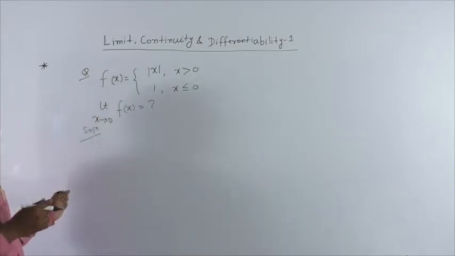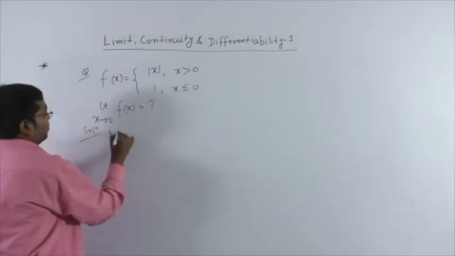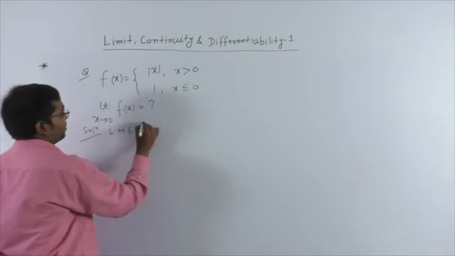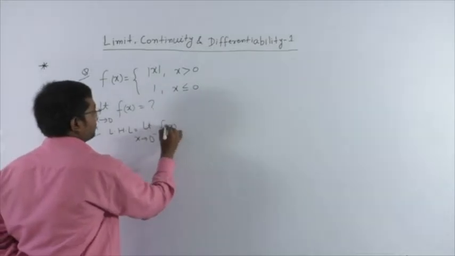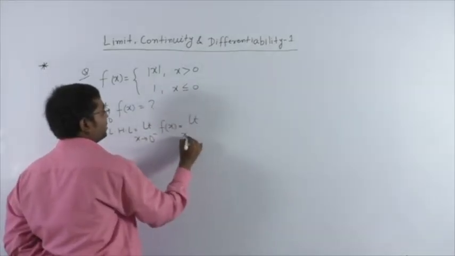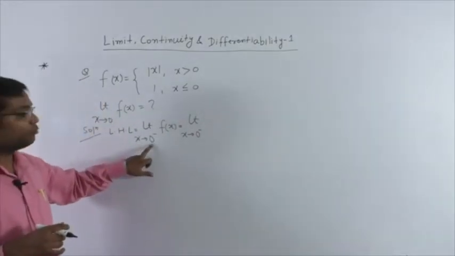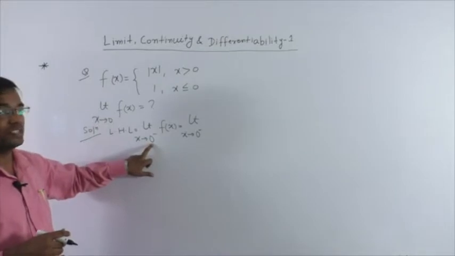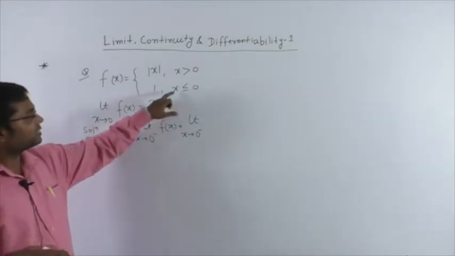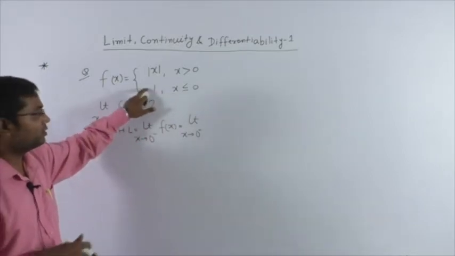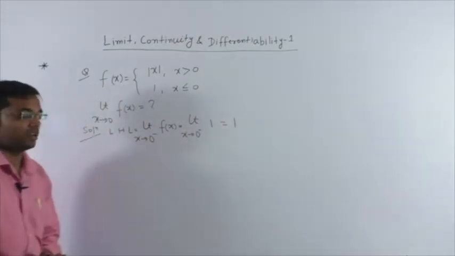Let's calculate the left hand limit and right hand limit. So the left hand limit will be limit x tends to 0 minus f(x). Now see here, x tends to 0 minus. What does it mean? x is just less than 0. Right? Whenever x is less than 0, which definition do we have? 1. So what will be the value of f(x) here? 1. And this limit is 1.